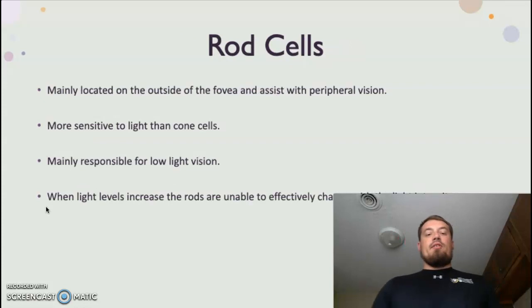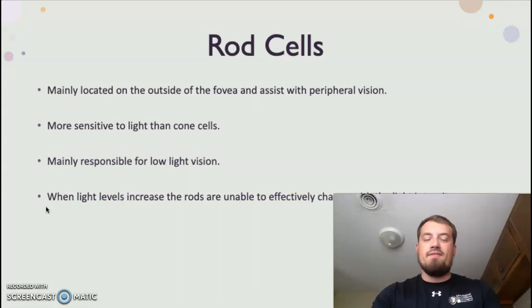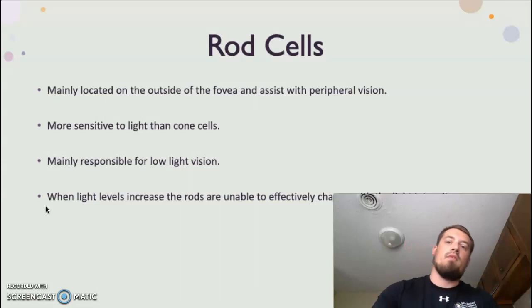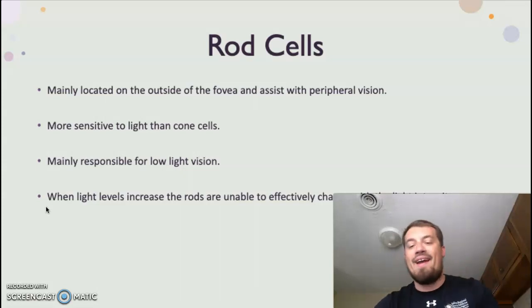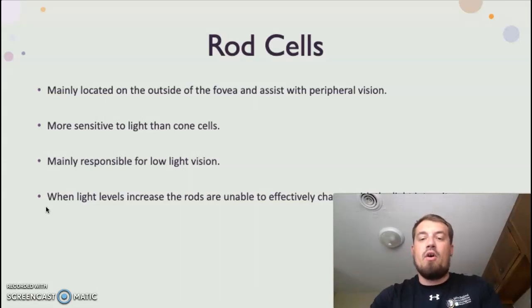So rod cells are mainly located on the outside of the fovea and assist with peripheral vision. These rod cells are more sensitive to light than cone cells. They are mainly responsible for low light vision. So anytime that we're trying to see in the dark, that being a dark room or at night, anything like that, that's usually where the rod cells are the most effective in aiding the visual output.